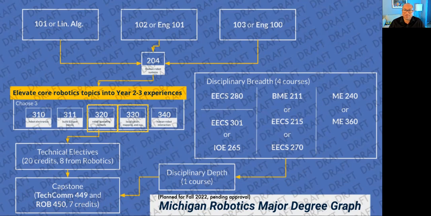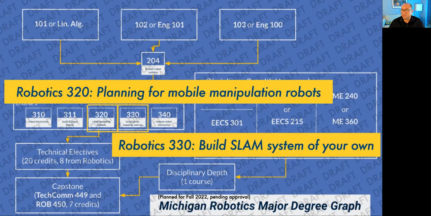If you want to study more in this area, there are two courses that would be great. There's Robotics 320, Robot Operating Systems, which studies planning and modeling for mobile manipulation robots. So if you want to extend this beyond navigation to robots that could move, pick up things, and work with objects in various environments, that's where we scale this up to robot arms and those types of systems. And if you want to build a SLAM system of your own, there's Robotics 330. There you don't have to use a SLAM system, you are going to make your own. And so this is building out the curriculum.